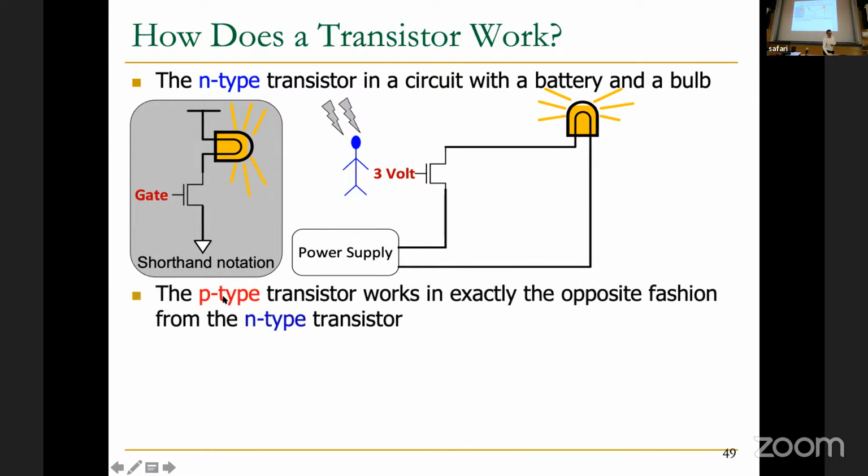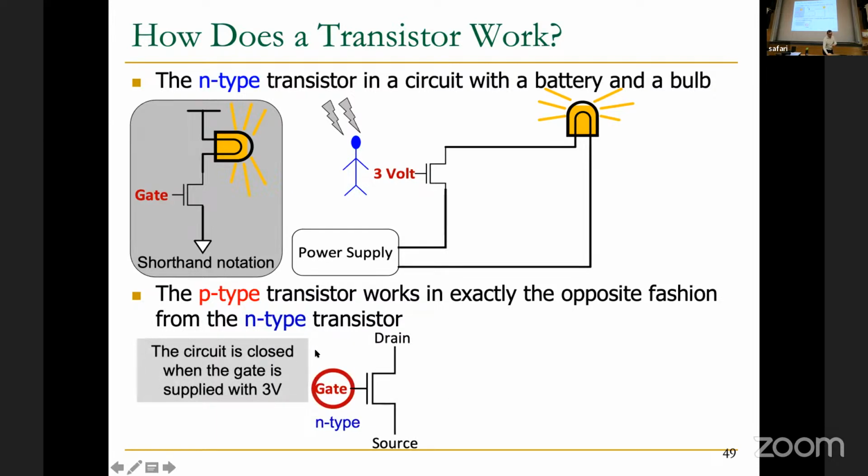Hopefully that makes sense. Now, this was N-type. P-type transistor works in exactly the opposite fashion from the N-type transistor. Basically, if you apply high voltage to the gate, it gets turned on, meaning the source and drain gets connected, so you get a wire. If you apply low voltage to the gate, it gets turned off. Did I say that right? No, it should be the opposite, basically. I just described N-type transistor again. If you apply high voltage, it gets turned off. If you apply low voltage, it gets turned on. And we distinguish that with a bubble.